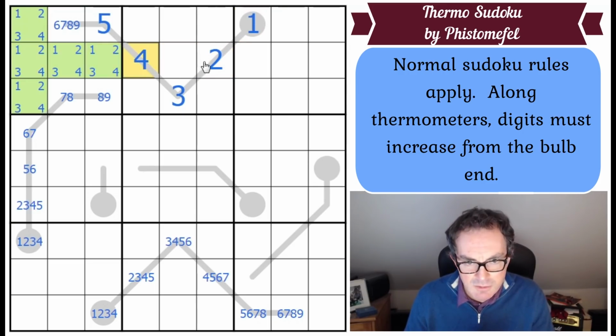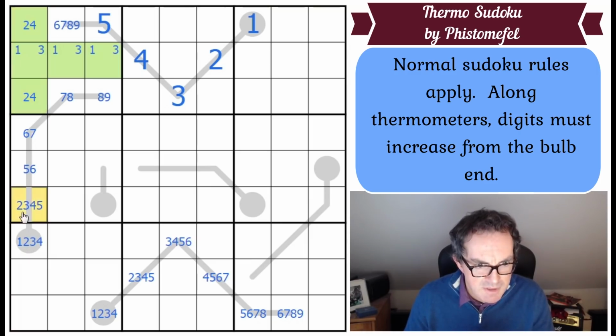Oh, yeah, look. 2, 4. So this is a 2, 4 pair now. That means that's not 2, 4. That's not 2, 4. What else does it mean? We can do some tidying up. Look down in the columns. That can't be 4. That can't be 3. If that can't be 3, that can't be 4, that can't be 5, and that can't be 6, because it propagates along the thermometer, which is quite nice.